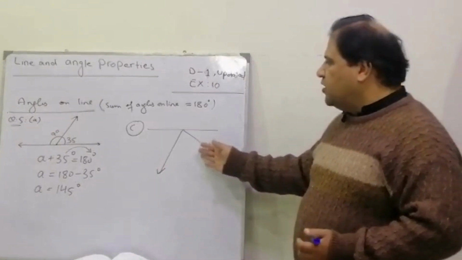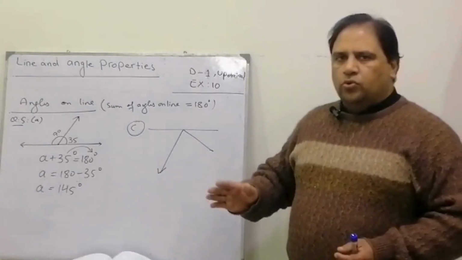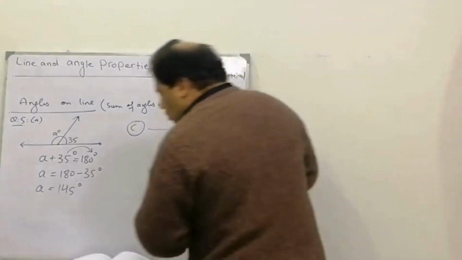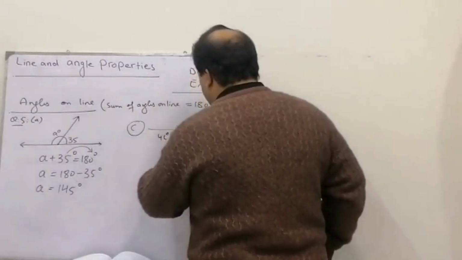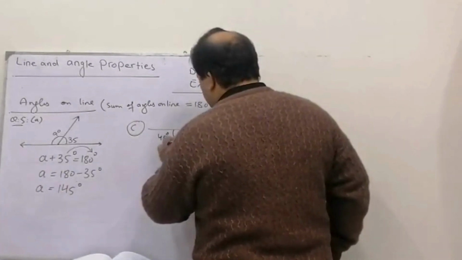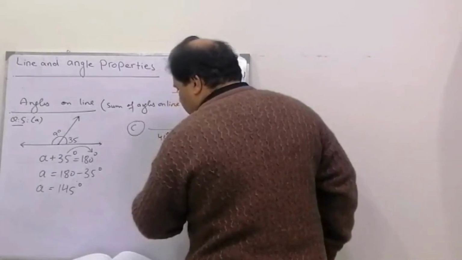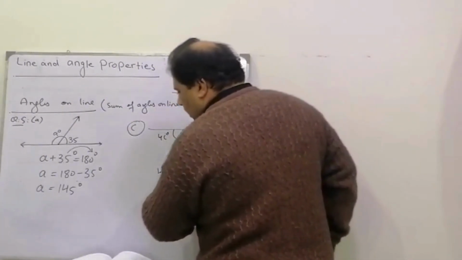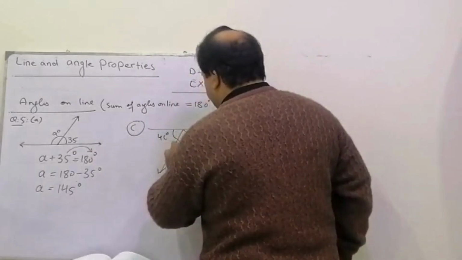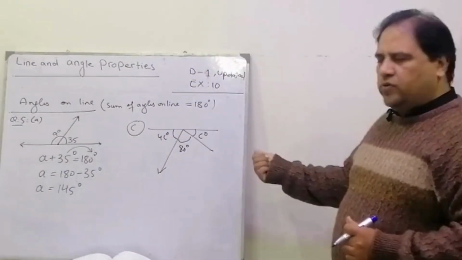But if the concept is clear, then it is very easy for you to handle the question. Now I'm solving this question where we have three angles with two unknown angles. It is important that in such cases, when we have angles on a line, most probably we have the same variable for the missing angles.